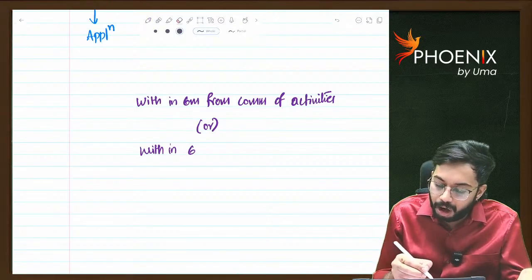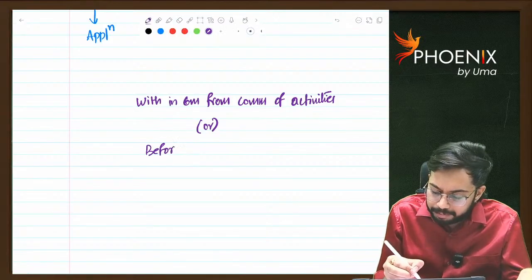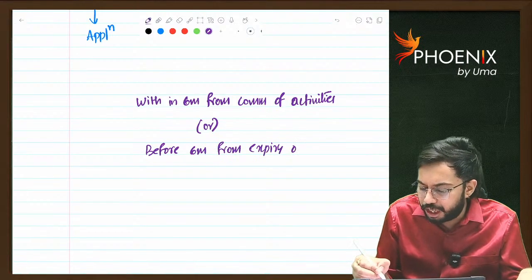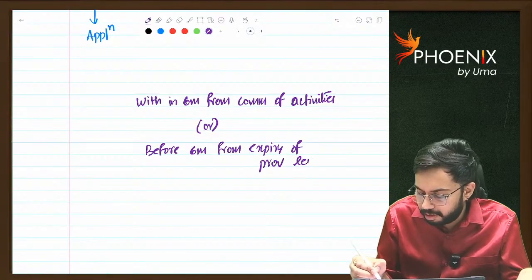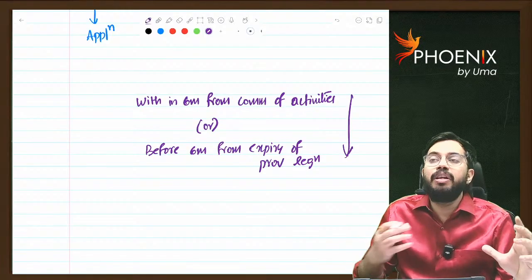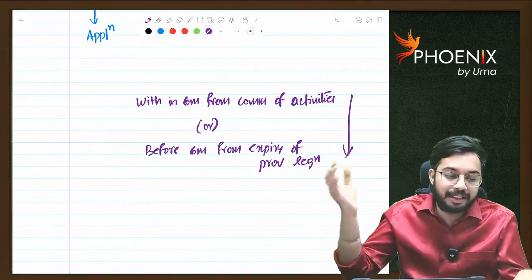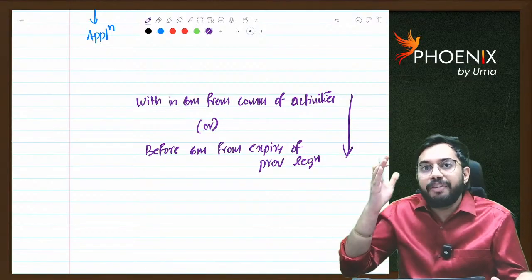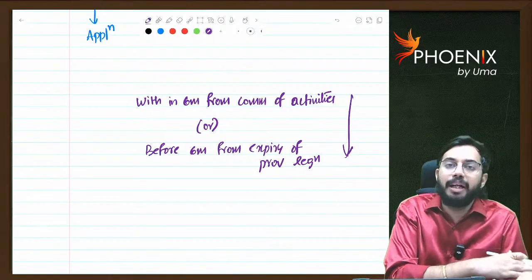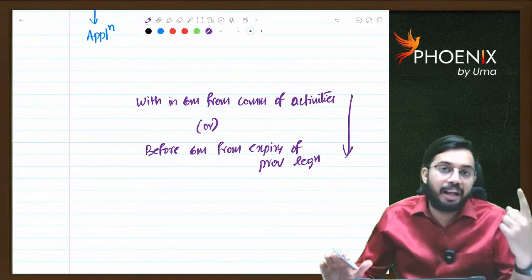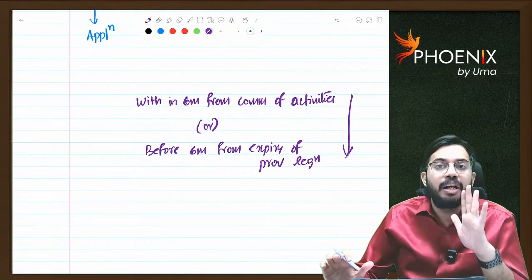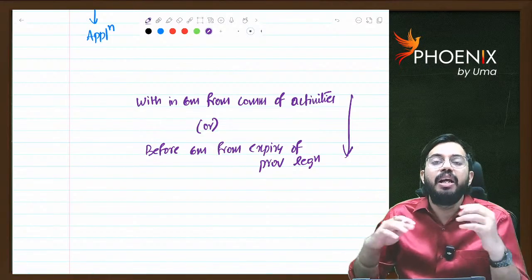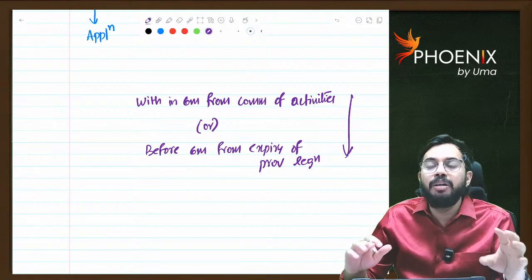within or before 6 months from expiry of provisional registration, whichever is earlier. So the date on which I start the activity, from that date within the next 6 months, or the date on which provisional registration expires, before 6 months from that date, I need to apply for final registration. When I apply for final registration, the commissioner or principal commissioner will ask for all the documents, he will go through the entire documentation, he will completely do inquiry upon my trust.